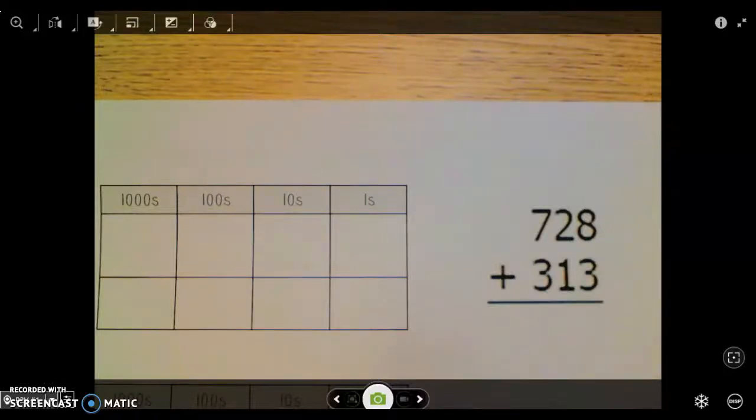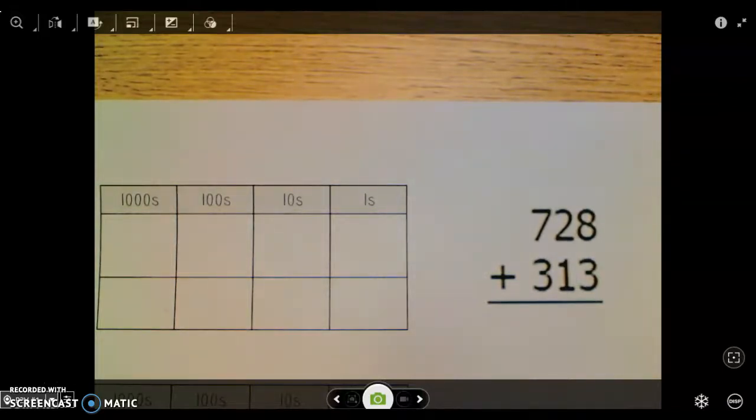Hi guys. The past couple weeks we have been working on understanding place value and doing rounding numbers and comparing numbers. Today we're going to move on to reviewing addition with regrouping. So today we're just going to review what it looks like with a place value chart and then how that compares to the algorithm. The algorithm is the standard way that we add, just like this.